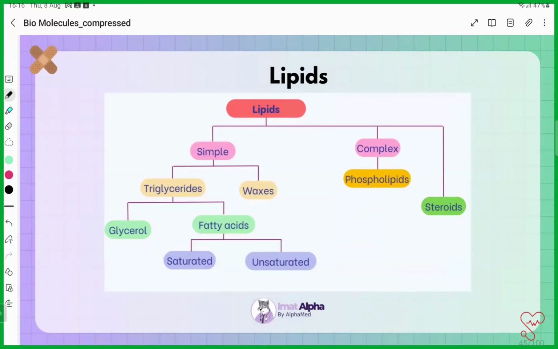One of the main lipids that makes up the cell membrane is the phospholipid. The steroid lipids are mainly hormones. The triglycerides, which are glycerol and fatty acids, are the kind of lipids that are digested in our stomach. And now we will see what saturated fatty acid and unsaturated fatty acid mean.